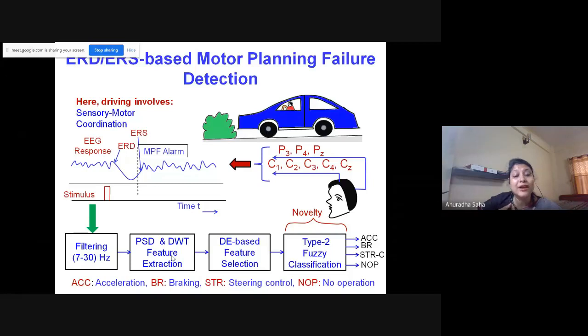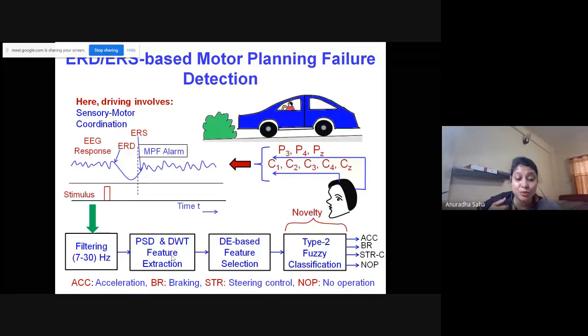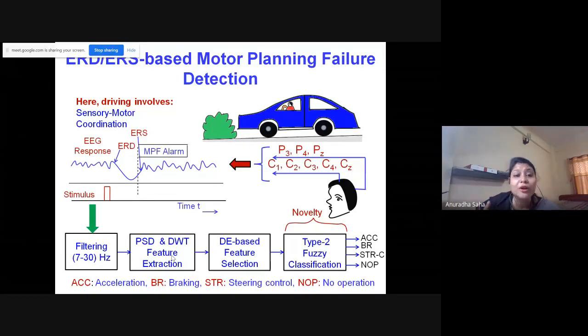Because if I plan to accelerate, that is basically my motor planning. If I plan to press the brake, that is also a kind of motor planning, and that must be associated with the parietal lobe or motor cortex lobe. So for that reason, there is a fear of misclassification arising at that particular stage.